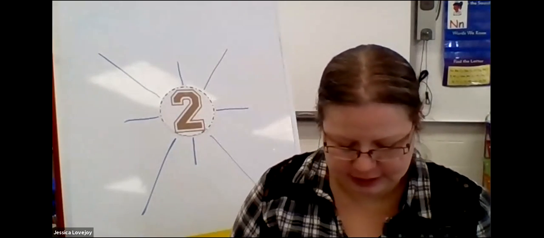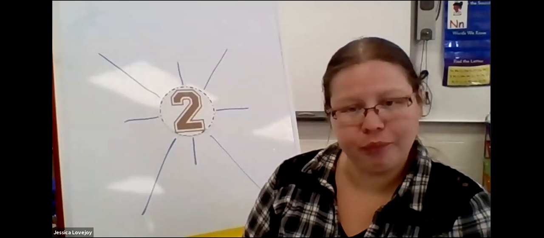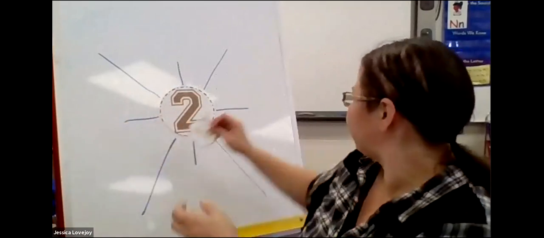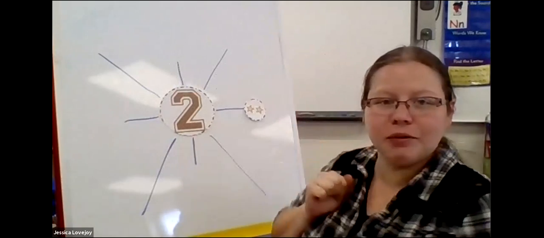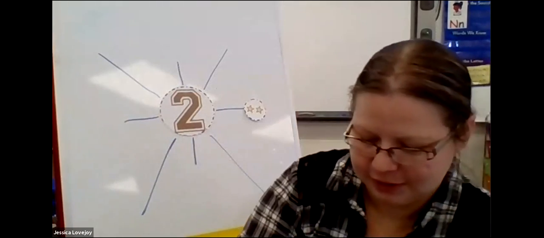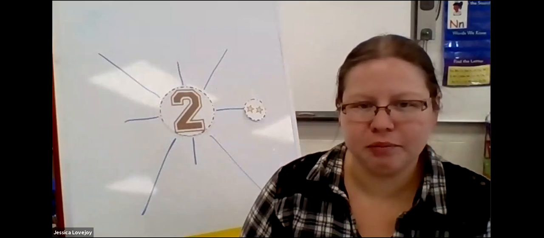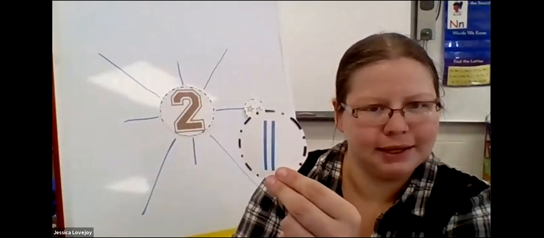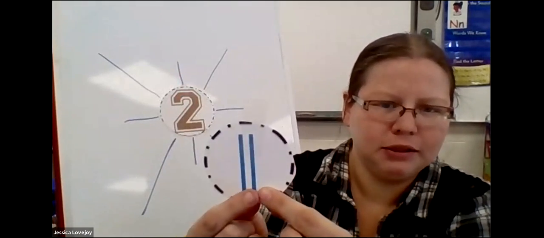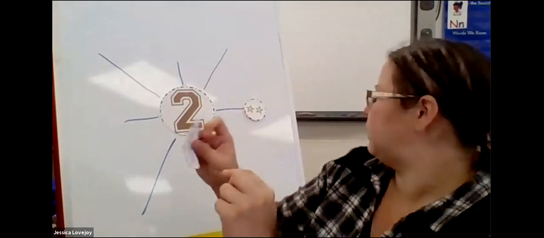So let's see. If I remember right, do you guys remember how this is? This is how we show number 2 with a picture. We can count them. 1, 2. So that's another way we can show 2. We can show number 2 with tally marks. Tally marks are just lines like that. So we have 1, 2. Basic tally marks.